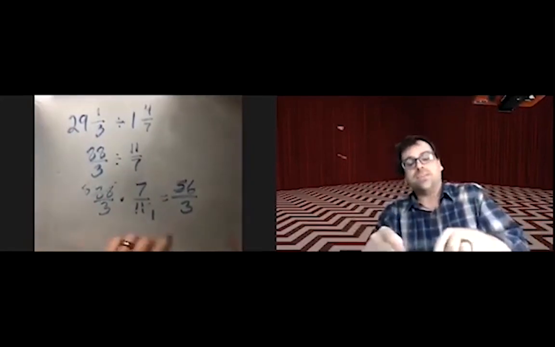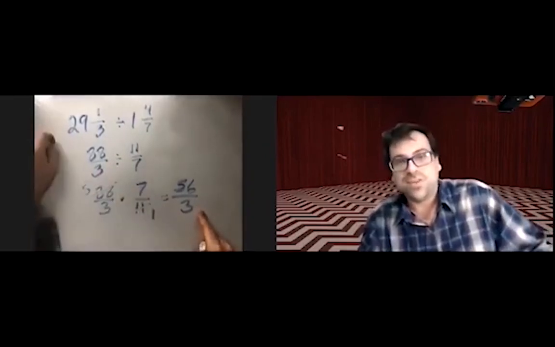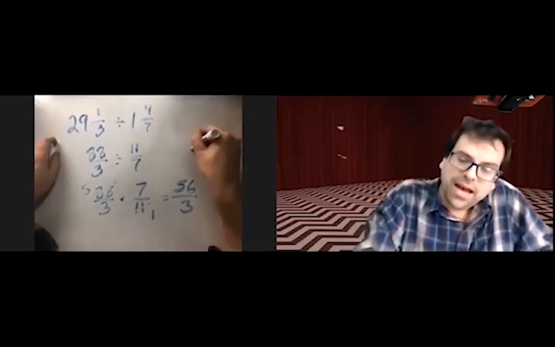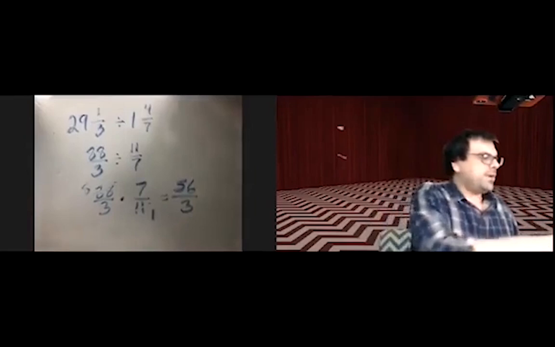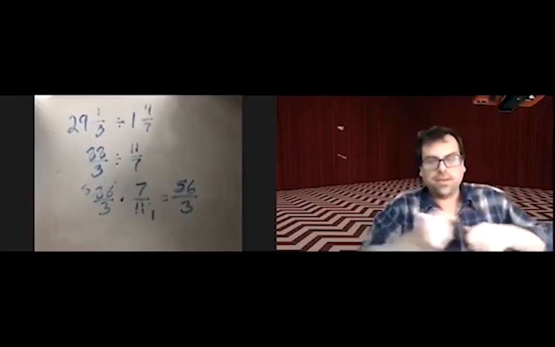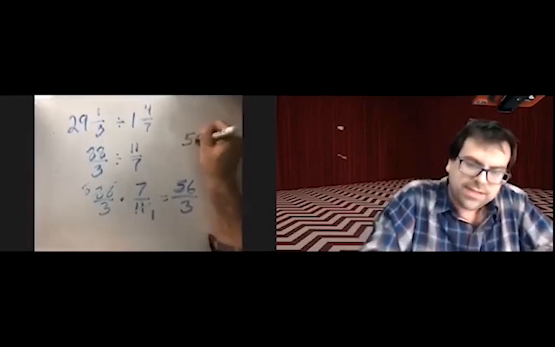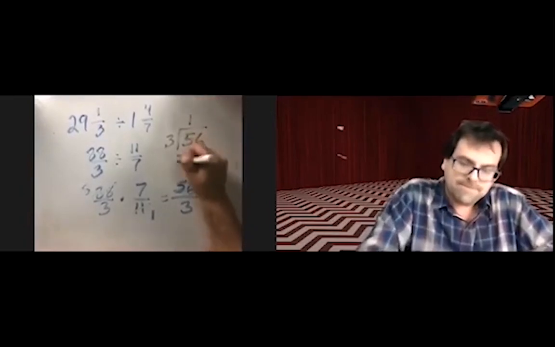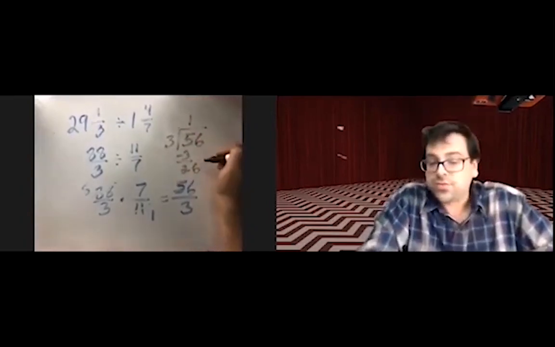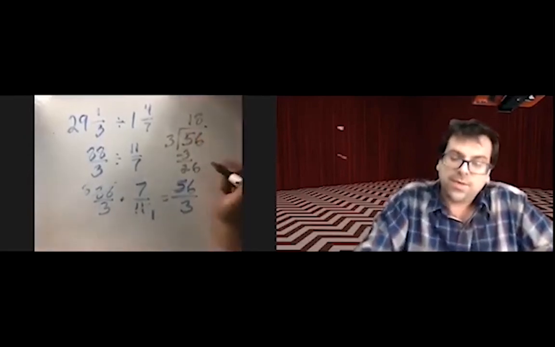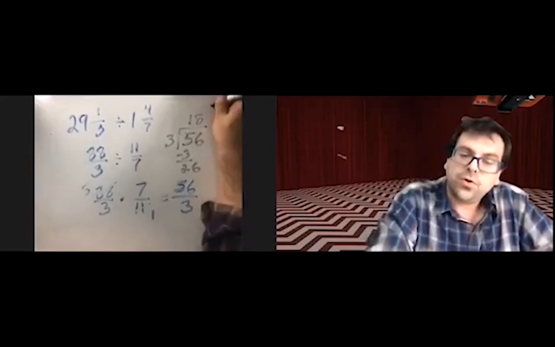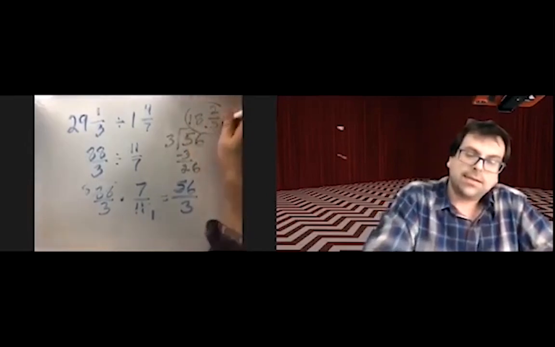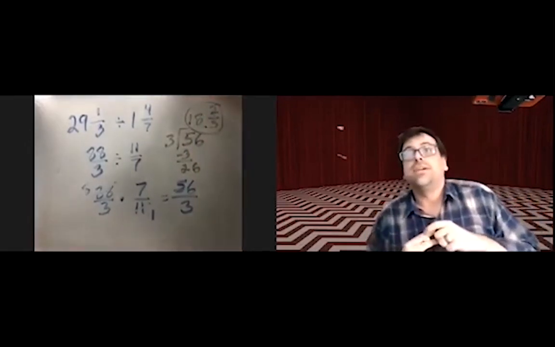And that means we have to turn this improper fraction into a mixed number to match how the problem was given. So we divide 56 by 3. 3 goes into 5 once. 3 goes into 26 8 times. And when we subtract 24, we get a remainder of 2 that we put over 3. 18 and 2/3 would be the answer here.